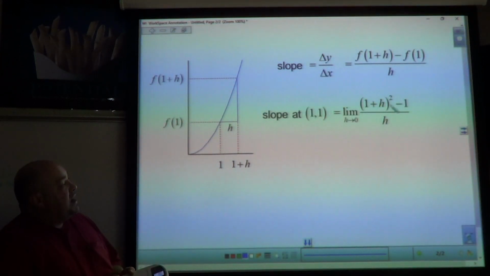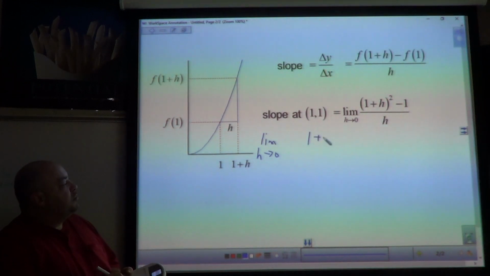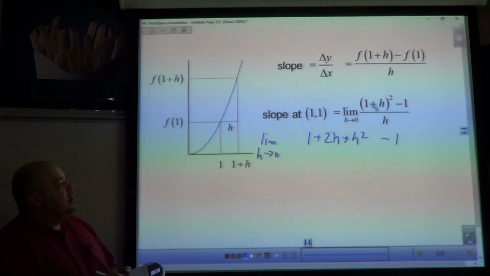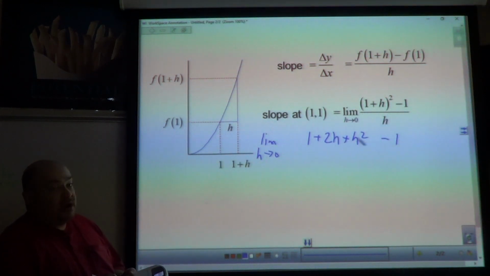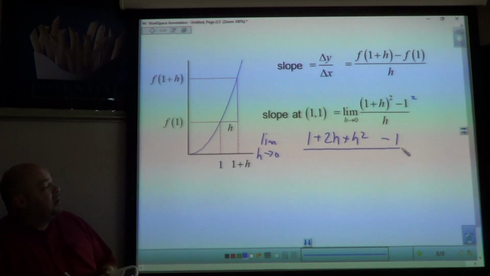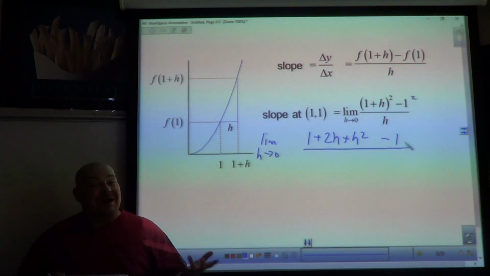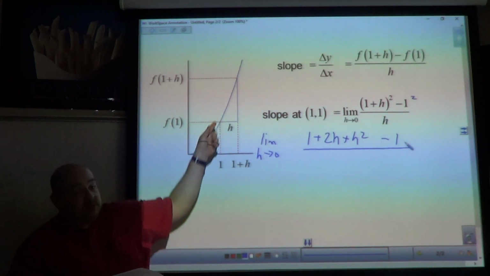And we're going to have to expand this. So we've got the limit as h approaches 0 of 1 plus h squared is going to be 1 plus 2h plus h squared minus 1. The 1 plus h quantity squared is where I get this. And of course the 1 is technically squared. That's where I get this. And the reason we're doing the squared is because remember we're talking about the function y equals x squared. That's what our function was to begin with.